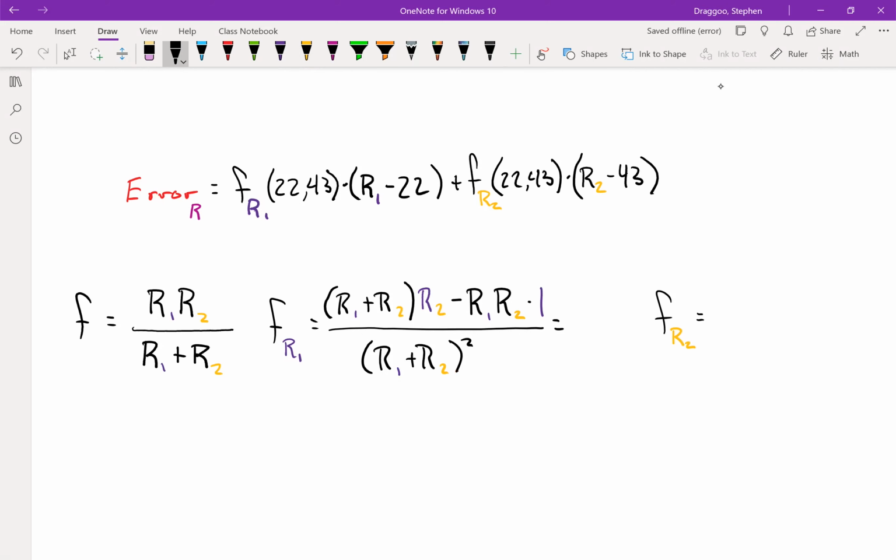And if we simplify that thing, we should get R1 times R2 minus R1 times R2 plus R2 squared. So in the end, this thing looks like R2 squared divided by that denominator, which is R1 plus R2 squared.